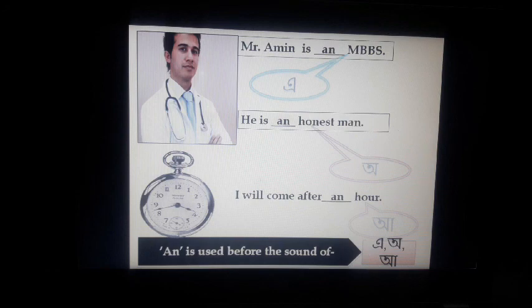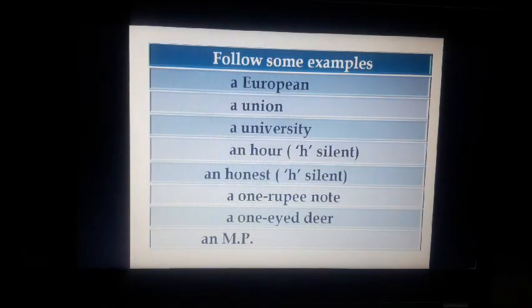Remember, dear students, if the consonant letter is pronounced like a vowel, then we have to use the article a before that type of word. And if in any word the consonant letter is silent and it is pronounced like o or a, then we have to use an before the type of word. Here are some examples of this type of exceptional rule.